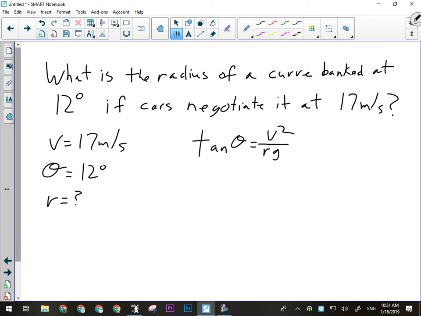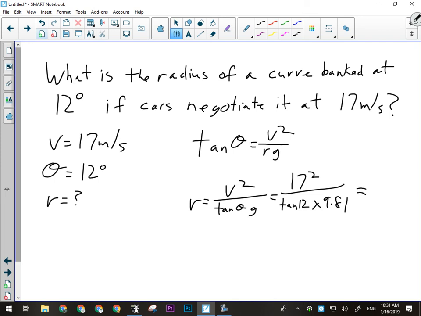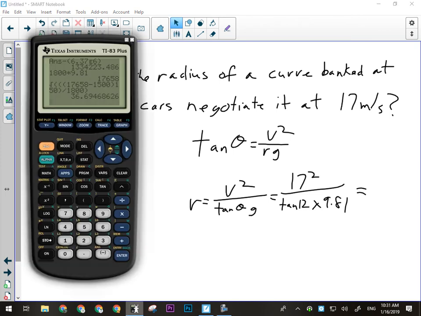So I'm just going to switch tan of theta and R. So R will be V squared divided by the tan of theta times G. That'll be 17 squared divided by the tan of 12 times 9.81. Okay, so it's got to have a radius of 1.4 times 10 to the 2 meters.